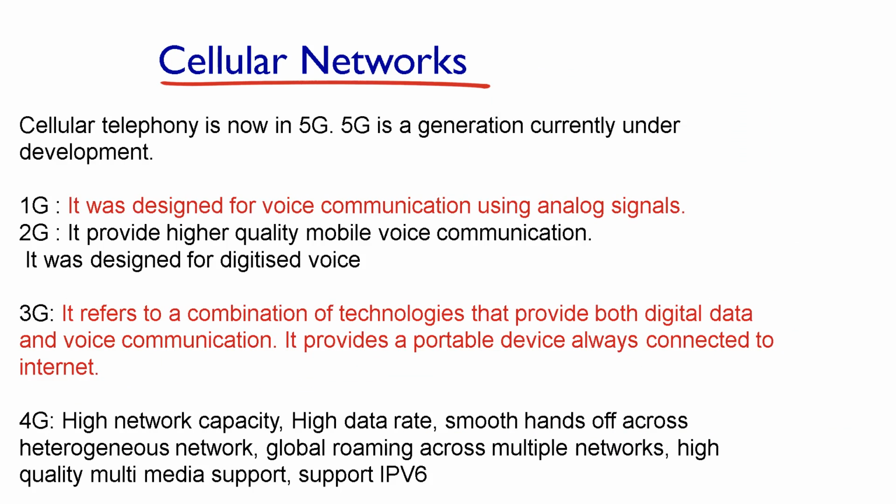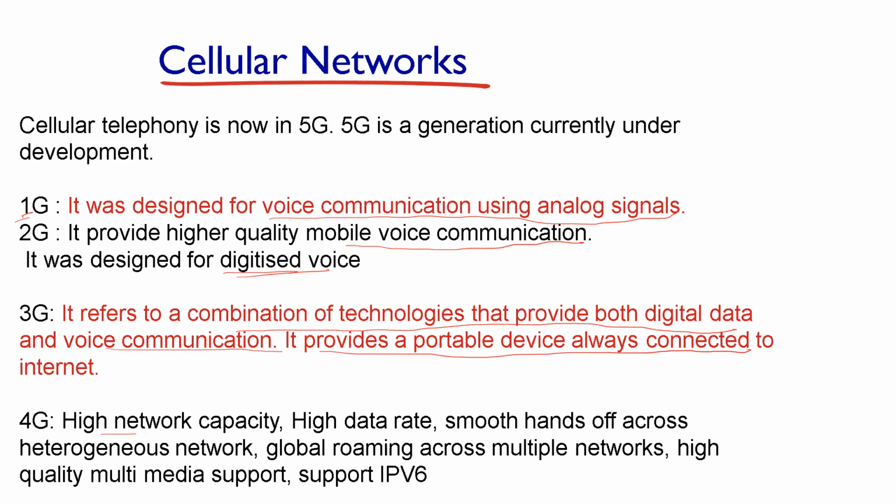Then the various versions of cellular phone are 1G, 2G, 3G, 4G and 5G. 1G was designed for voice communication using analog signals. That was the first version. For 2G, mobile voice communication is possible and the voice is in digitized mode. And 3G is a combination of technologies that provide both digital and voice communication, and it provides portable devices as well.